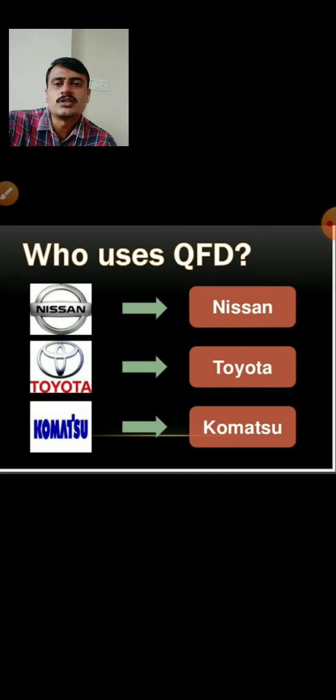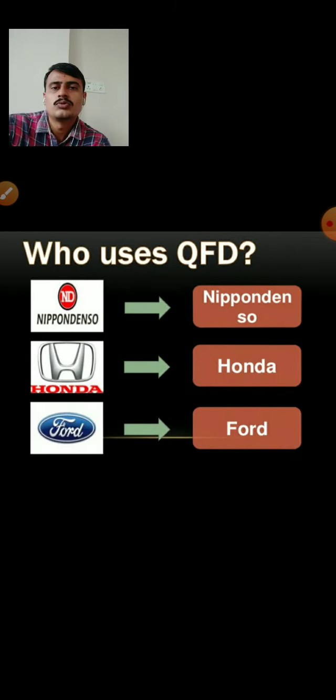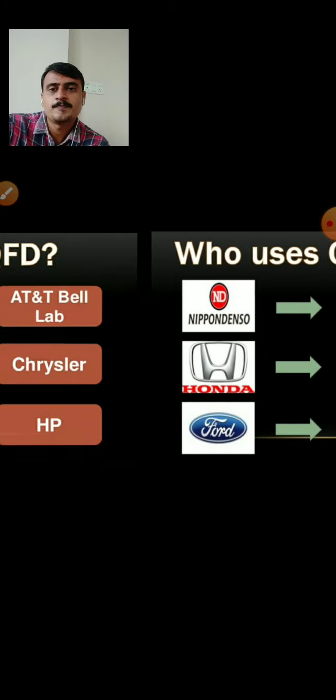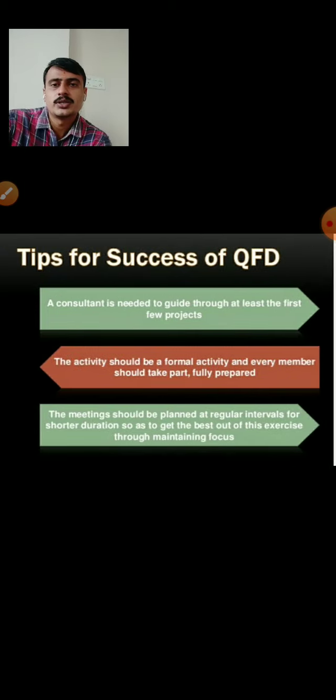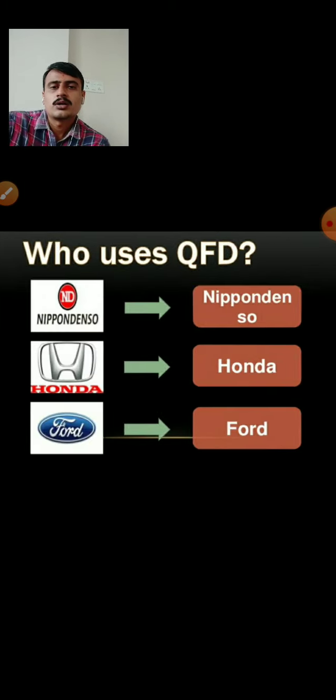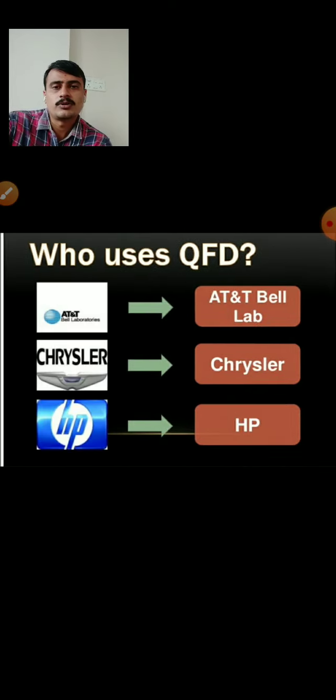So here we will see the figure of different automobile manufacturing sectors: Nissan, Toyota, Komatsu, Nippon Denso, Honda, Ford. All automobile sector companies mostly used quality function deployment. Then AT&T, Bell Lab, Chrysler, HP. Examples of quality function deployment.